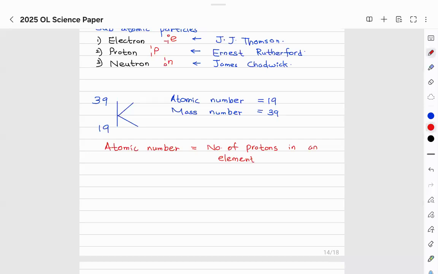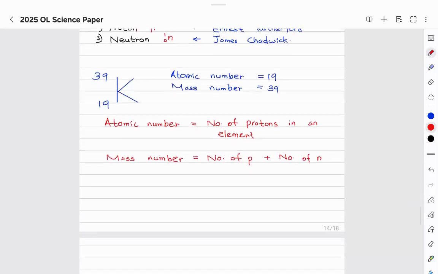Clear? Then mass number. What is this mass number? Mass number is representing number of protons plus number of neutrons. Okay, number of neutrons. Now, look at this one, Elio.